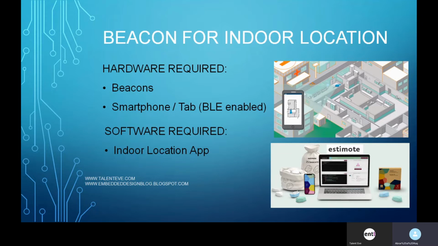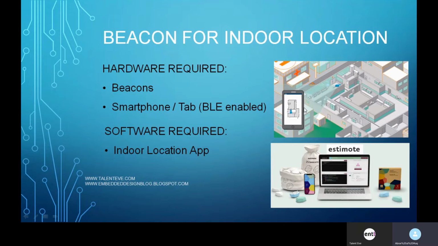For this application of indoor locationing, the basic hardware which we require is, first, a beacon, and second, a smartphone or a tab or a laptop which is BLE enabled. And then we require software: an indoor locationing app if it is on mobile, and a PC software if it is on a PC.